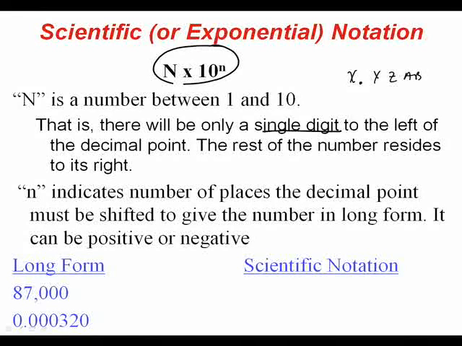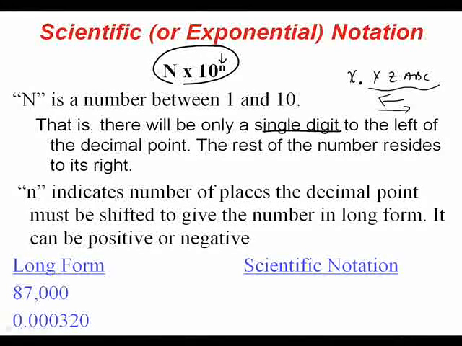N as the exponent tells us where to place the decimal point. If it is a negative number, we have moved the decimal point to the left, and if it's a positive number, we have moved the decimal point to the right in order to obtain our scientific notation.